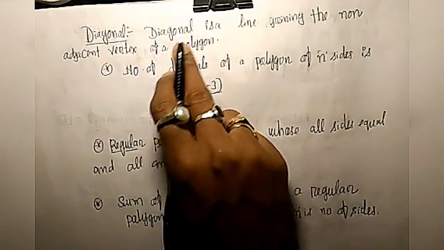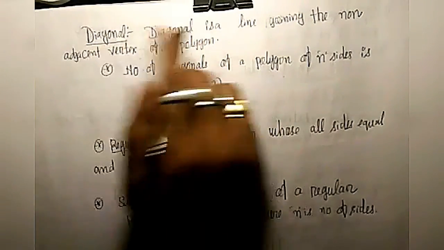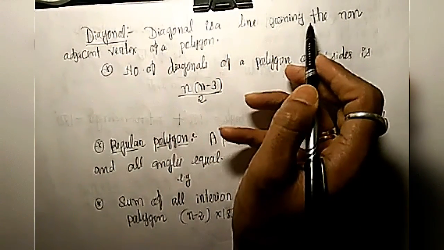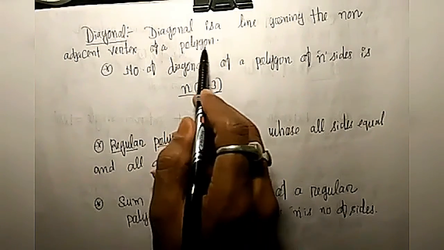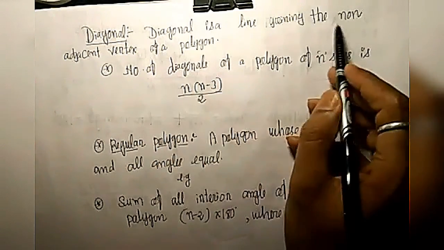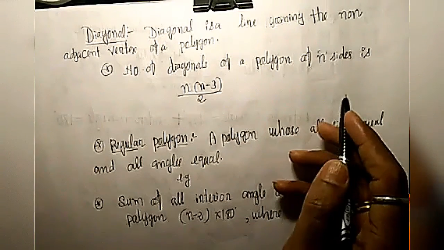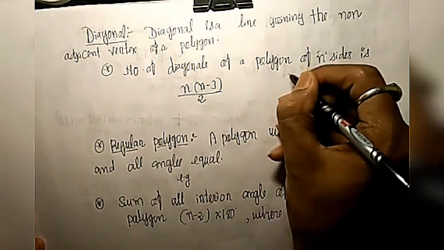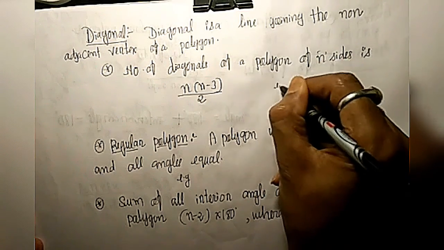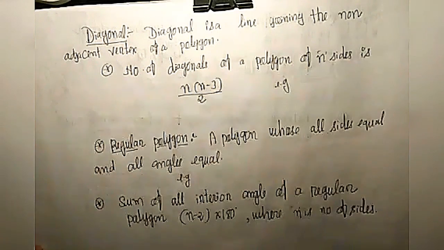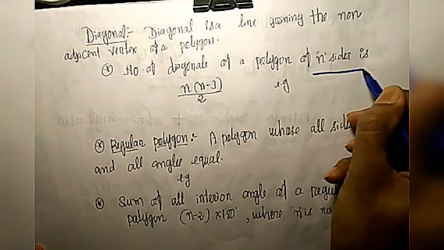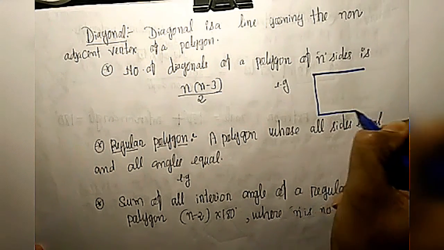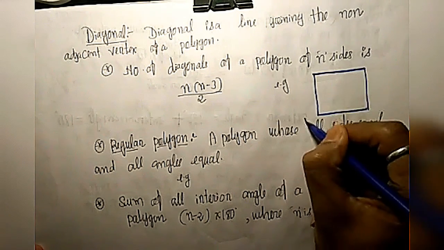So next topic, diagonal. A diagonal is a line joining the non-adjacent vertices of a polygon. We have already discussed how to define a polygon. A polygon is a closed figure bounded by line segments. So what should a diagonal be? A line joining the non-adjacent vertices of a polygon.